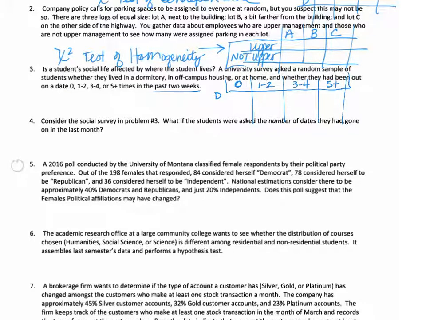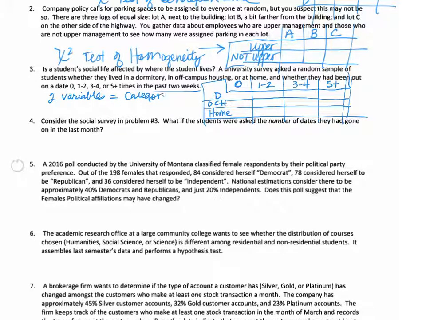We have dormitory, off-campus housing, and living at home. So what we've got is this situation here. What type of organization of data do you think we have? Independence. Looks like we have two variables, and the variables are category of dates and where you live. So good. Chi-square test of independence.